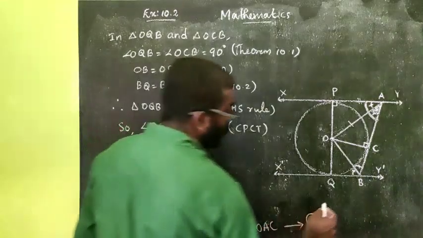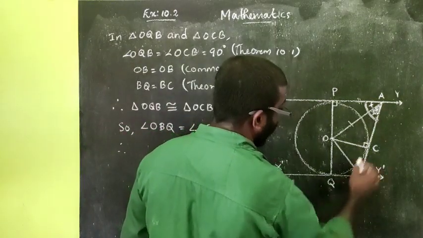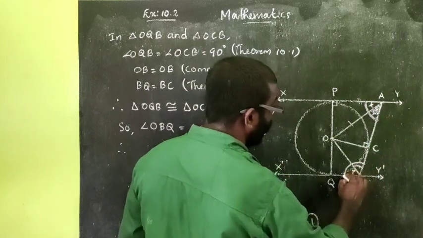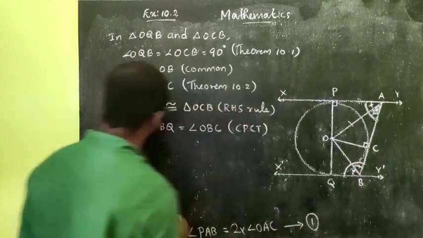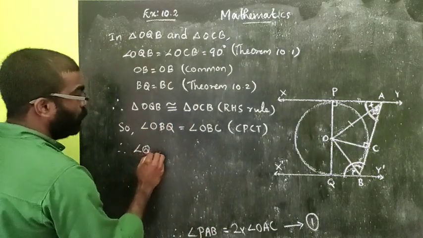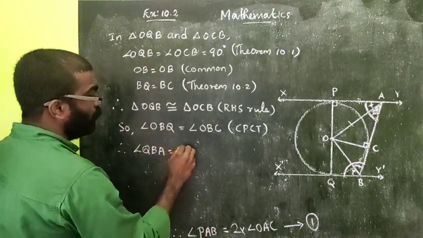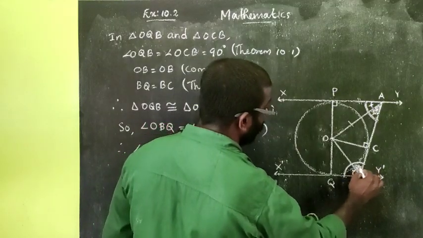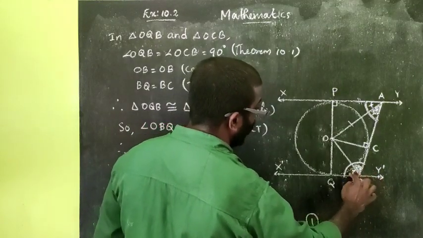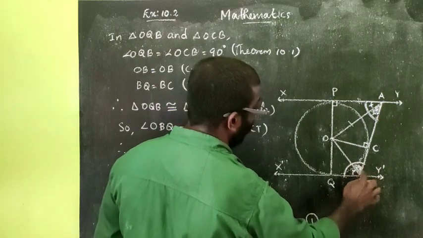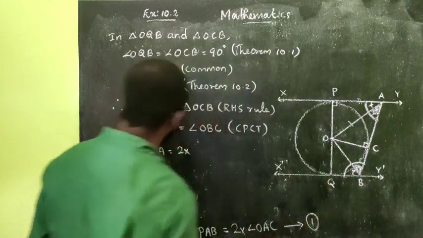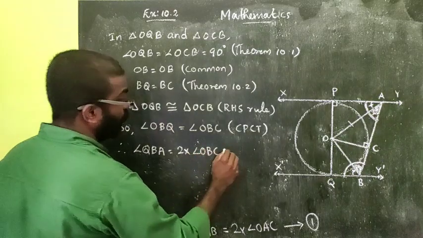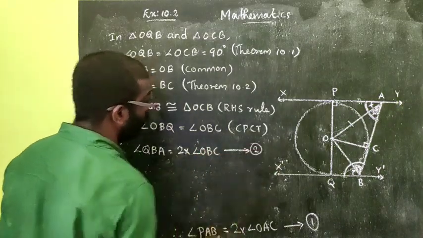Therefore, here also we can take the whole angle QBA. Angle QBA is equal to 2 times angle OBC. Two angles are equal, so the whole angle is the double of this angle OBC. This can be taken as equation 2.